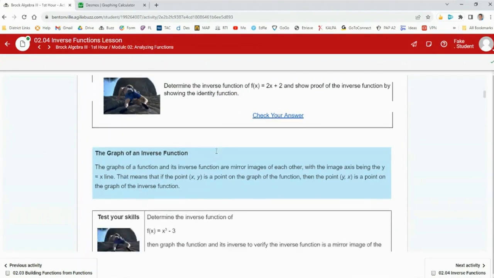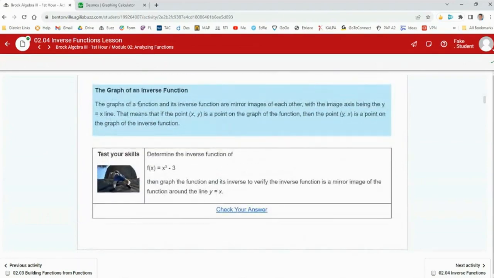So here's the graph and the inverse, our mirror images. We just talked about that. Over y equals x, the y equals x line. So if x, y is a point, then y, x is the point on the inverse. So here's another one. x to the third minus 3. Find the inverse of that, and then graph them both and show that it's a reflection over y equals x. Again, you can check your answer right here.